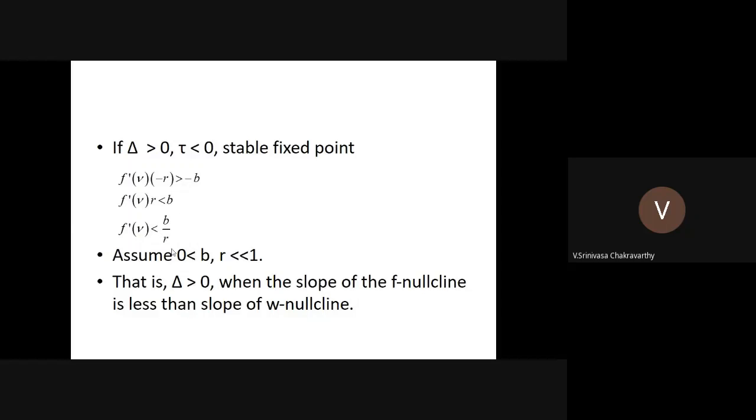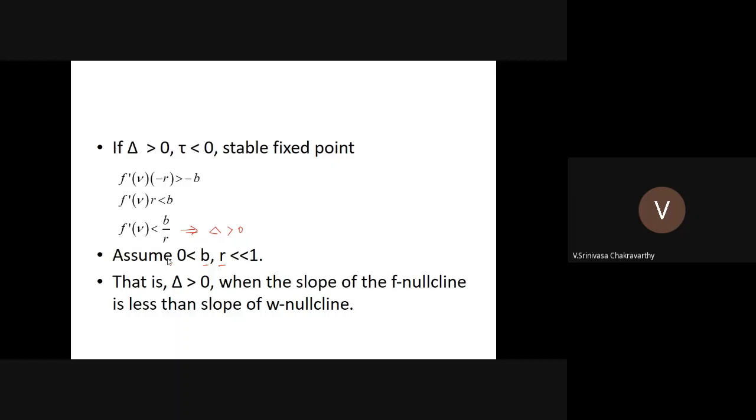Now note that b by r is a positive quantity, because b and r are positive, but we assume both are very small numbers. But b by r doesn't have to be a small number. That slope can be big, but the individual quantities b and r are small. This is the assumption. So when this happens, delta is positive. Okay, so that is one observation.